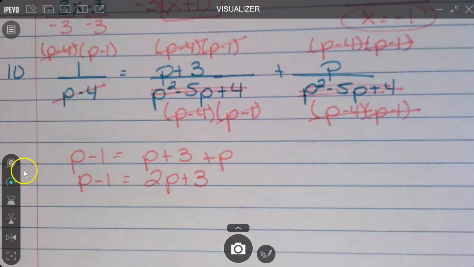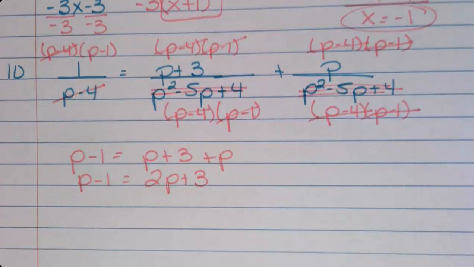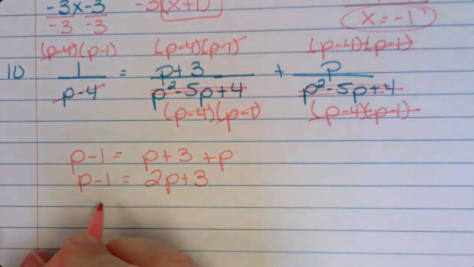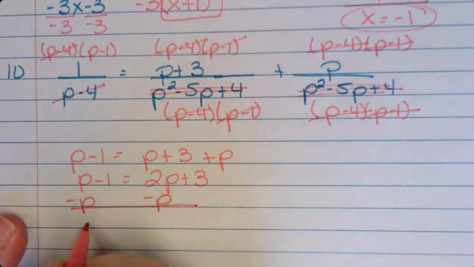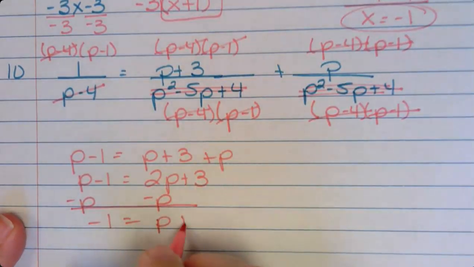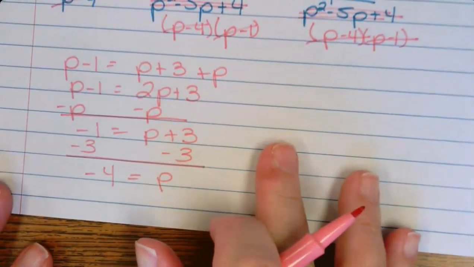Let me get all this extra stuff out of the way. There we go. Now I'm going to subtract p. So negative 1 equals p plus 3, subtract 3, and p equals negative 4.